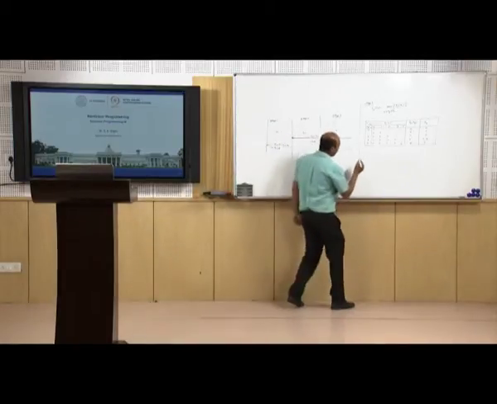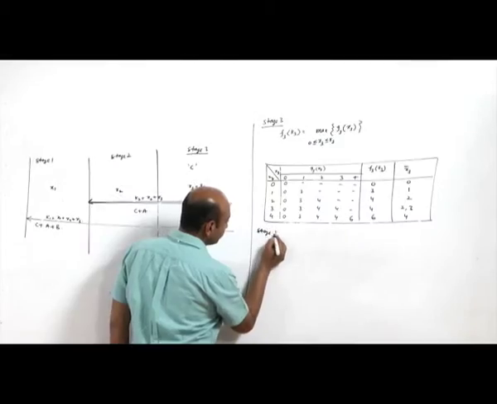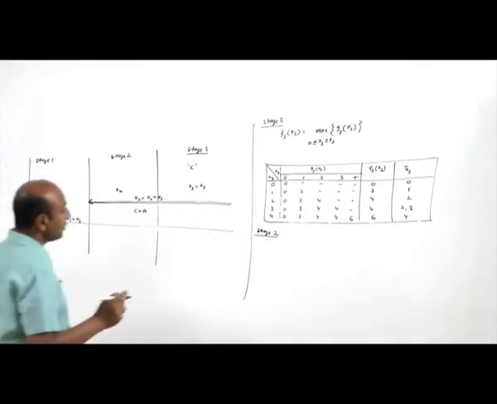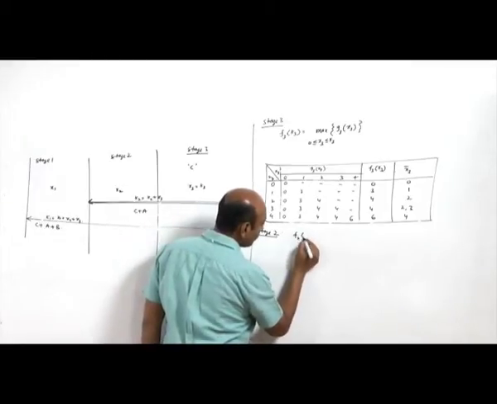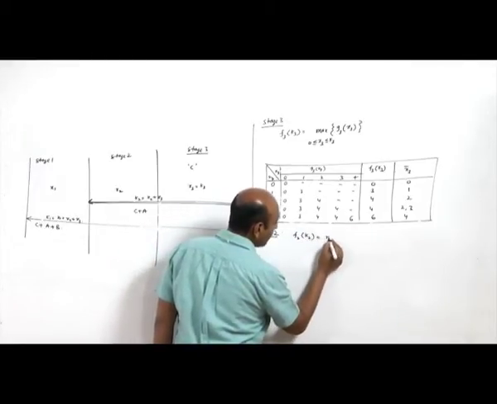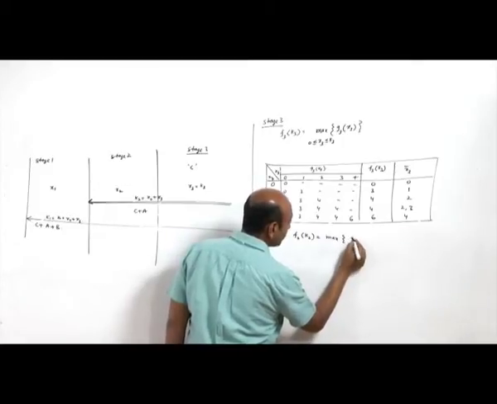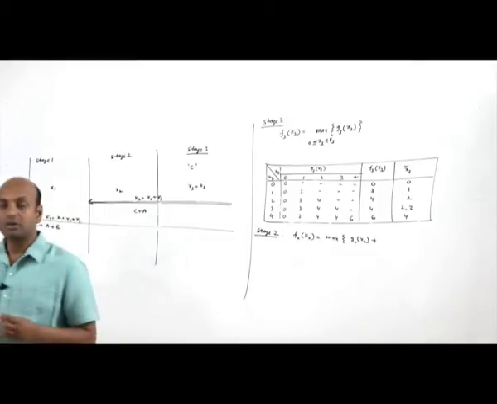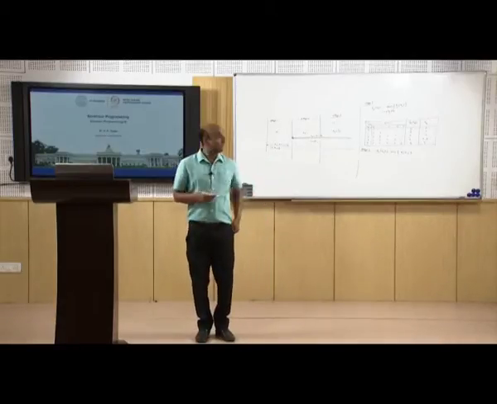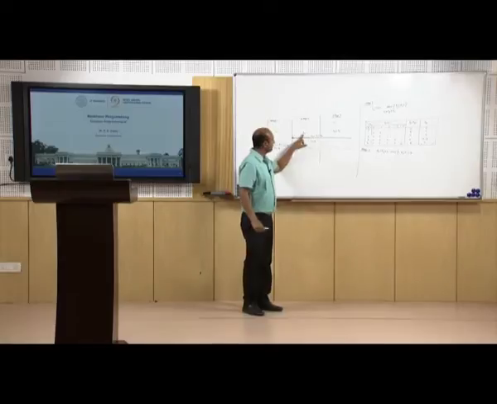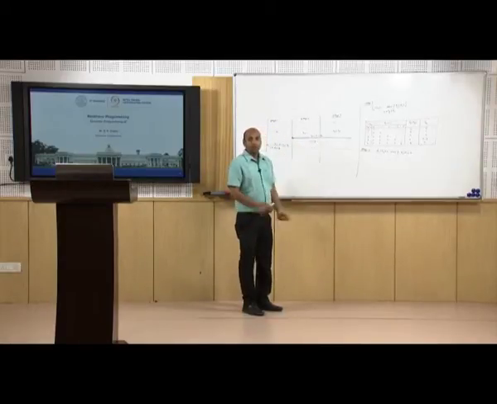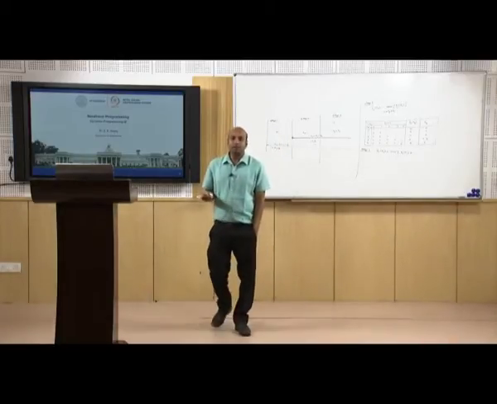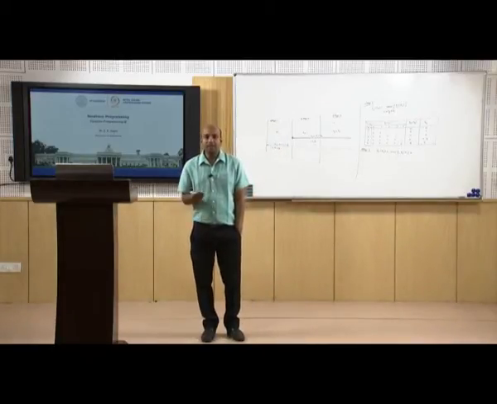Now we come to stage 2. Stage 2 means C and A. That means we have to find F2 K2. F2 K2 will be the maximum of G2 X2. You see, G2 X2 is the return from plant A, plus whatever return we are obtaining from stage 3, that will give C and A.